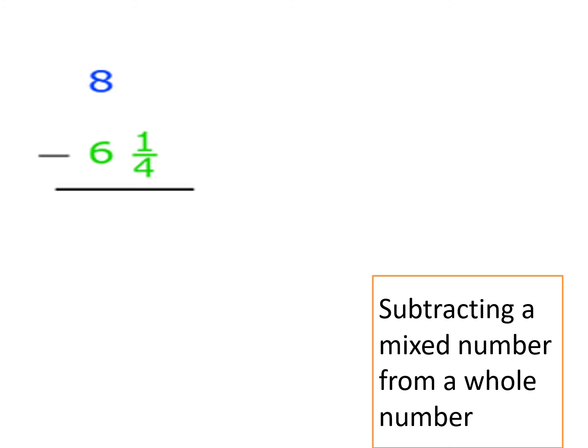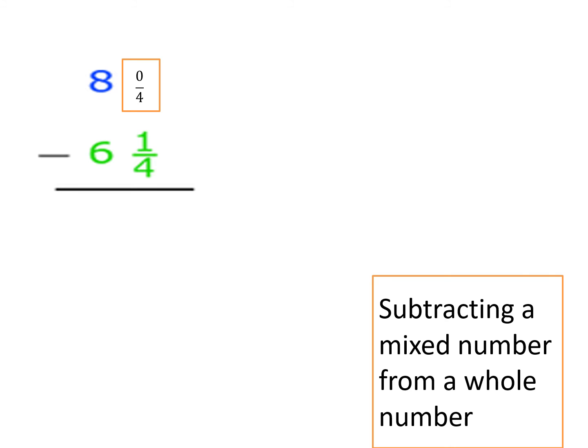Now, when you are going to subtract a mixed number from a whole number, it's not like addition, because in addition we don't have any problem. We add the whole numbers and put the fraction at the end, no problem. But in subtraction, if the first number is a whole number, it doesn't have a fraction to subtract from. So we will consider that this fraction is 0 over 4. So 0 over 4 is smaller than 1 over 4.